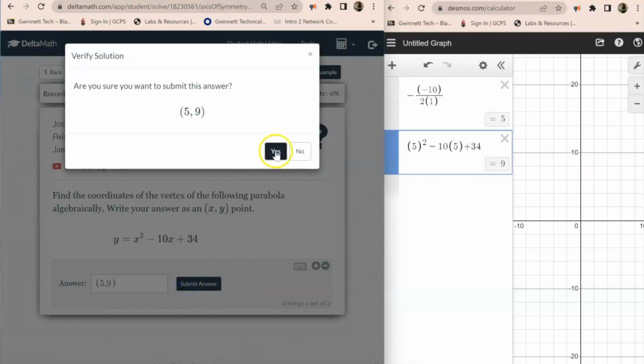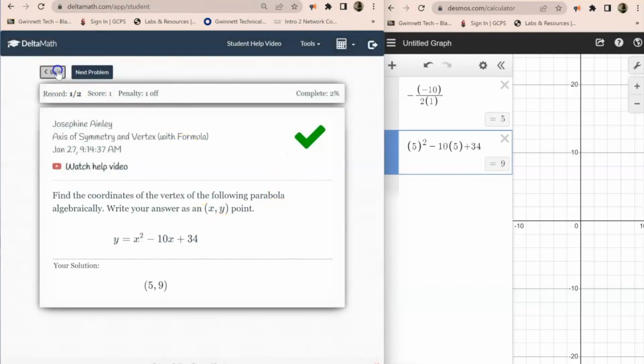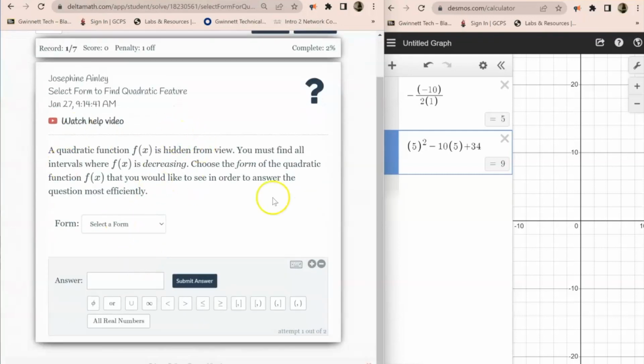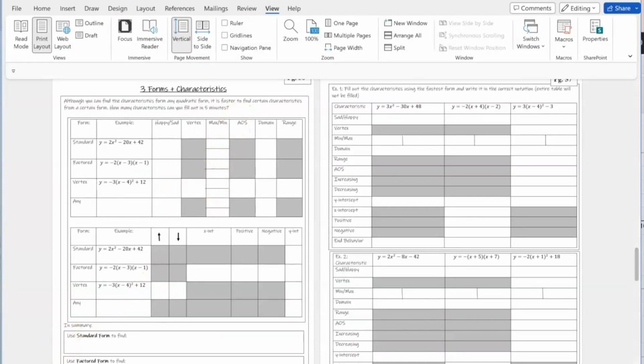And then you submit your answer. Okay. All right, taking a look at the next one, select form to do the quadratic formula. Now, there's a lot of things that you do need to do or know before you do this question. All right, and that's going to be from this notebook here.